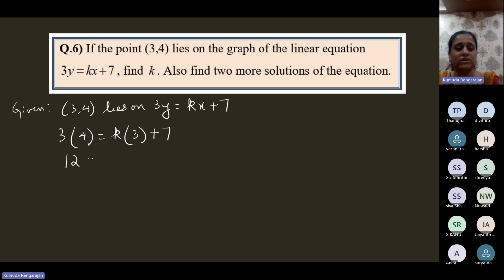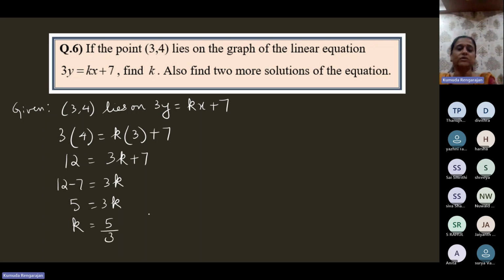Now we have 12 is equal to 3k plus 7. So 12 minus 7 is equal to 3k. So 5 is equal to 3k. So k is equal to 5 by 3. So the value of k is equal to 5 by 3. So we are done answering the first part. Also find two more solutions of this equation.